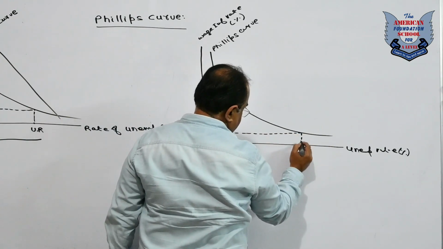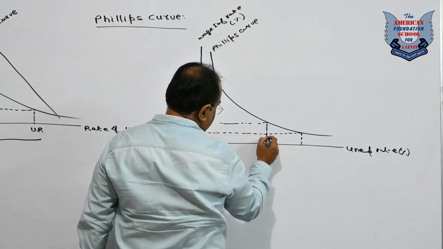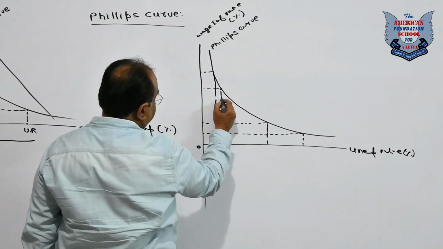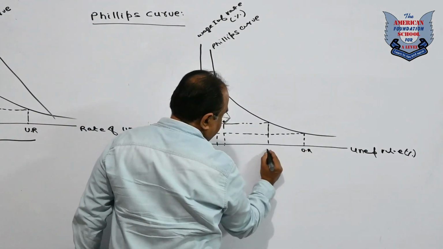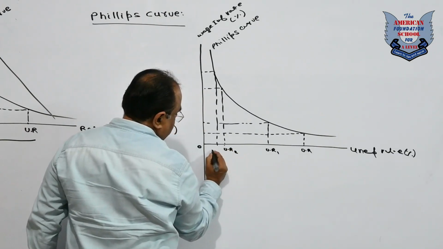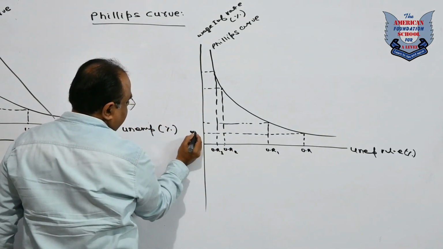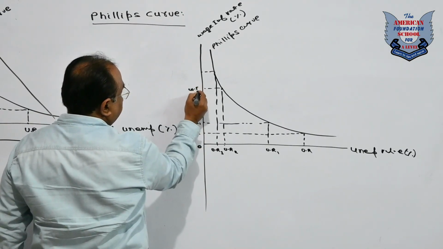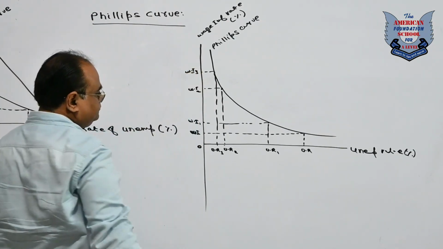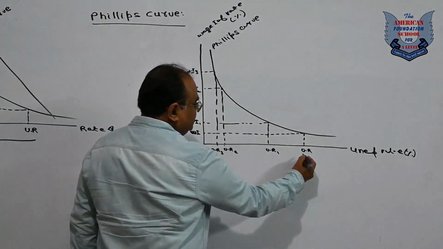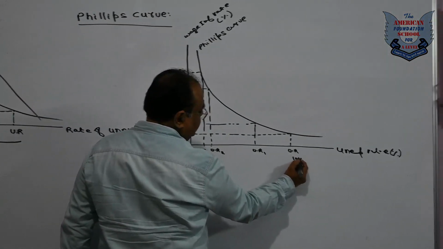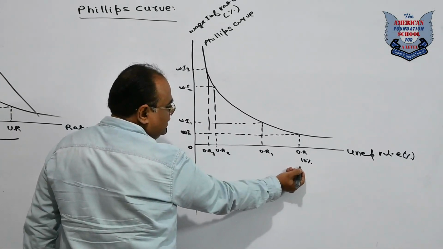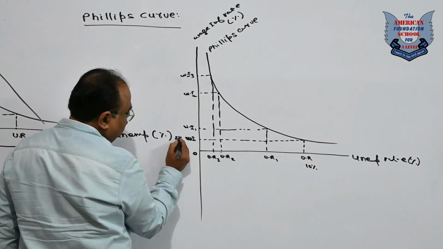I'm showing 3 wage inflation rates and unemployment rates: unemployment rate 1, unemployment rate 2, unemployment rate 3, wage inflation rate 1, wage inflation rate 2, wage inflation rate 3. Let's suppose that the unemployment rate here was 10%. The economy was in a recession, and the unemployment rate was 10%, and the wage inflation rate was only 2%.